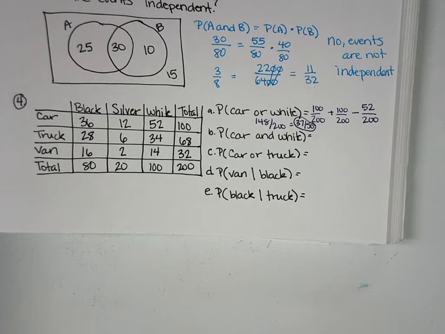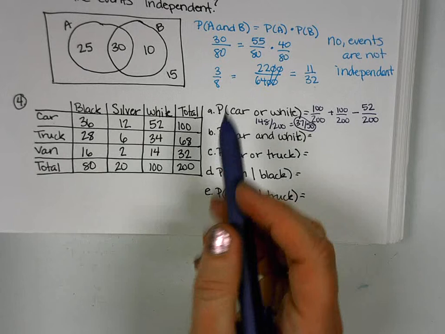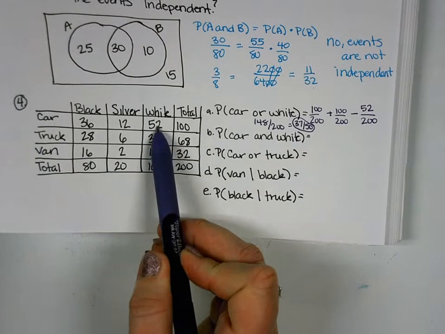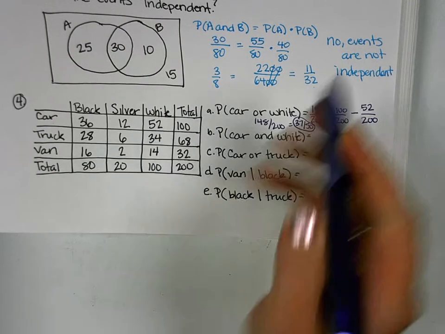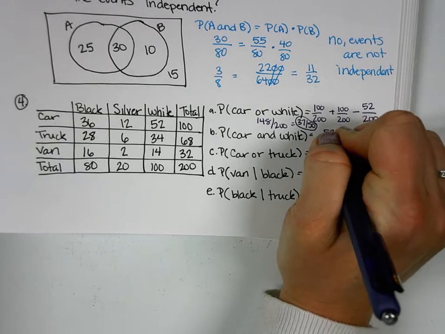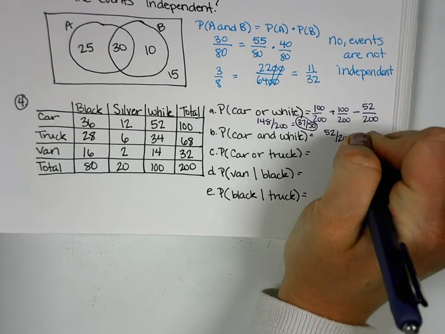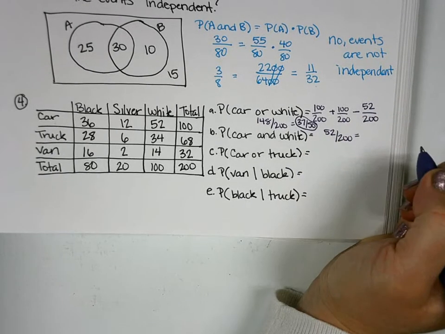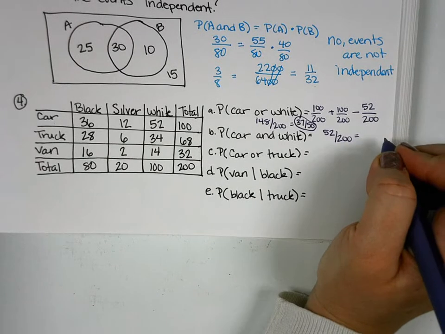So what is the probability of car and white? 52 over 200. In a table, we don't have to worry about that multiplying piece, because do we know exactly how many are white cars? So we can just say 52 out of 200. And again, you just want to reduce that to 13 out of 50.